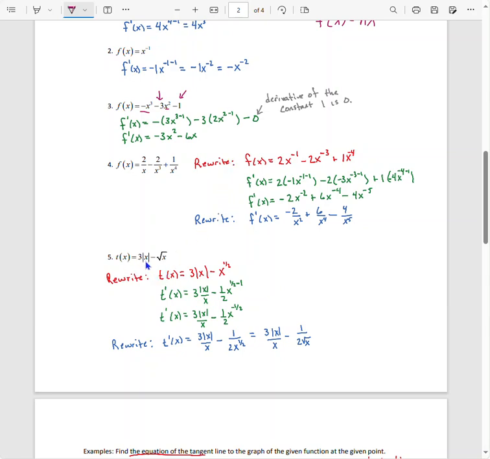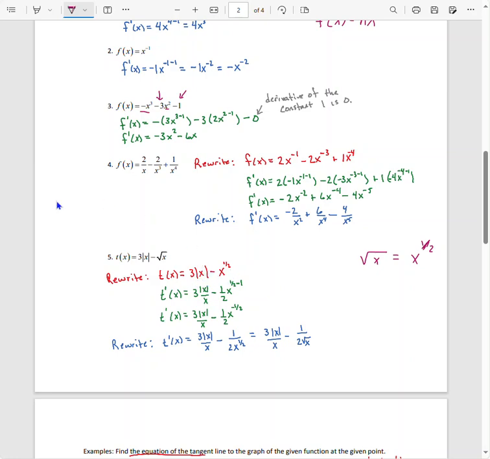T of x equals 3 absolute value of x minus the square root of x. Remember, the square root of x is x to the 1/2. You will see this so many times in chapter 11 that you're going to be sick of it by the time we get to chapter 12 and keep using it. So the first thing I'm going to do is rewrite this because I don't like square roots. I like powers. I could use numerical exponents and find derivatives a lot easier. So I rewrite it instead of a radical form into a rational exponent. Now I could take the derivative.